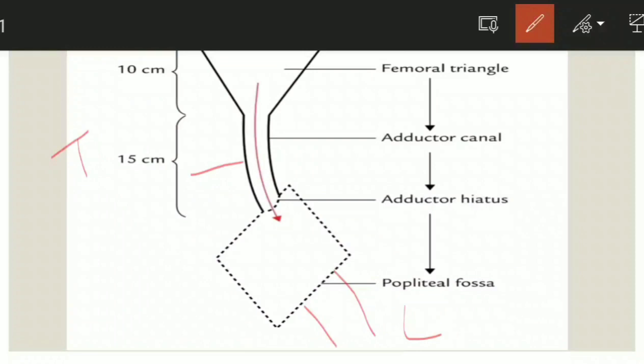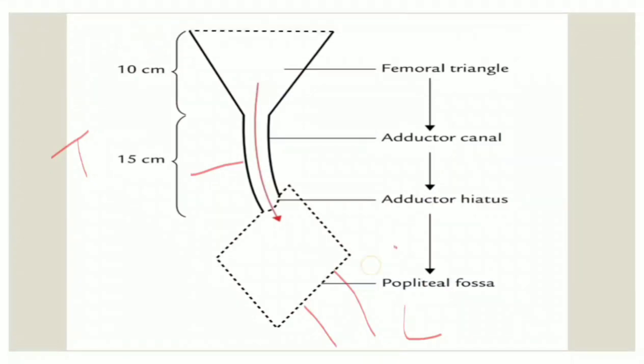Between these two you will have a depression, like how in the arm and forearm, in between we have the cubital fossa. In the same way we have the popliteal fossa, but on the posterior aspect, because on the anterior aspect we will have the patella bone. So when this femoral artery enters this popliteal fossa, it is called the popliteal artery.